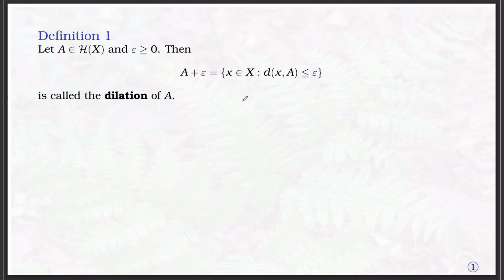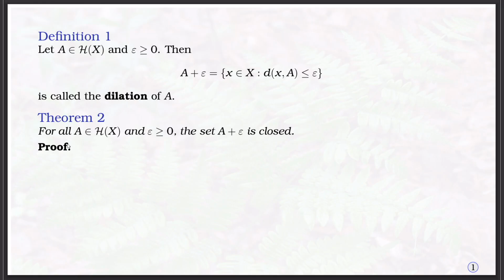So, let us define the dilation of the set A in the hyperspace H of X. You can take a set A in the hyperspace H of X, and for any positive real number epsilon, A plus epsilon is defined as the set of all x belonging to X such that the distance between x and A is less than or equal to epsilon. This is called the dilation of A.